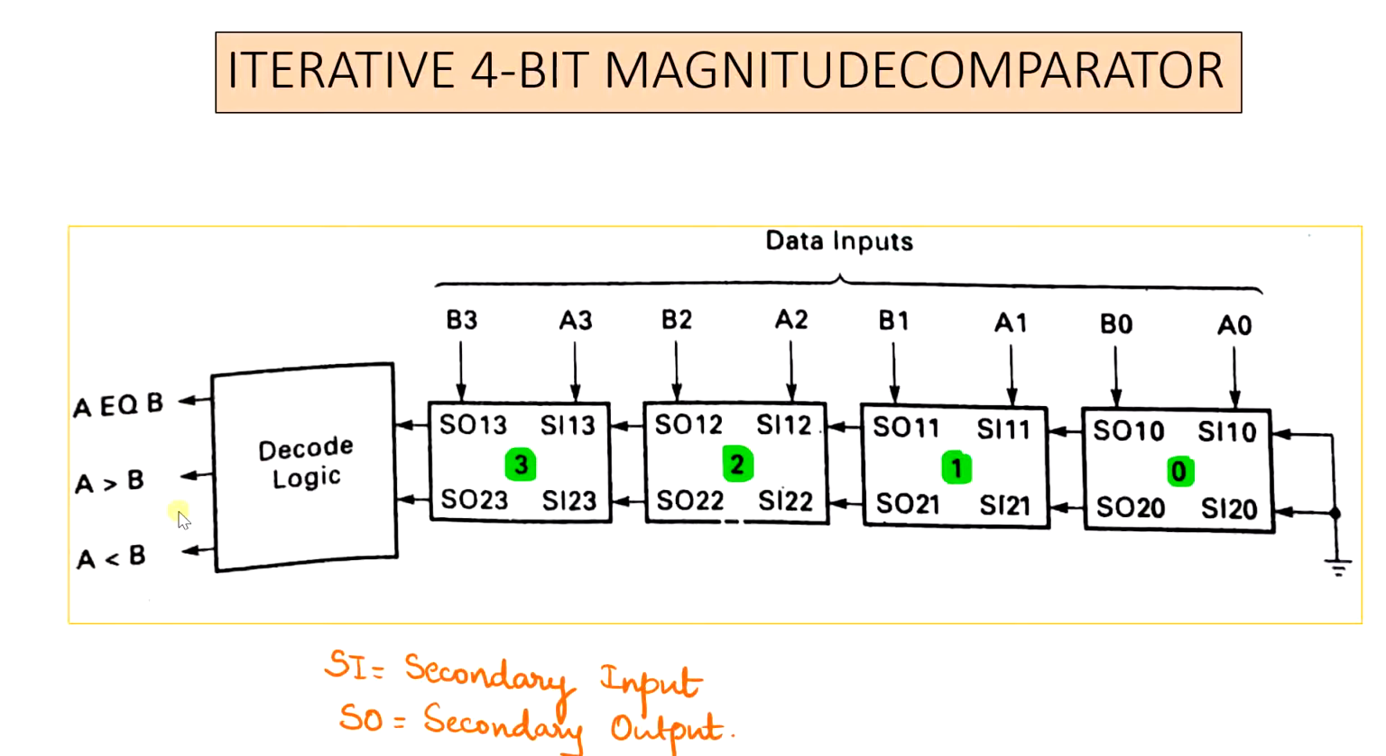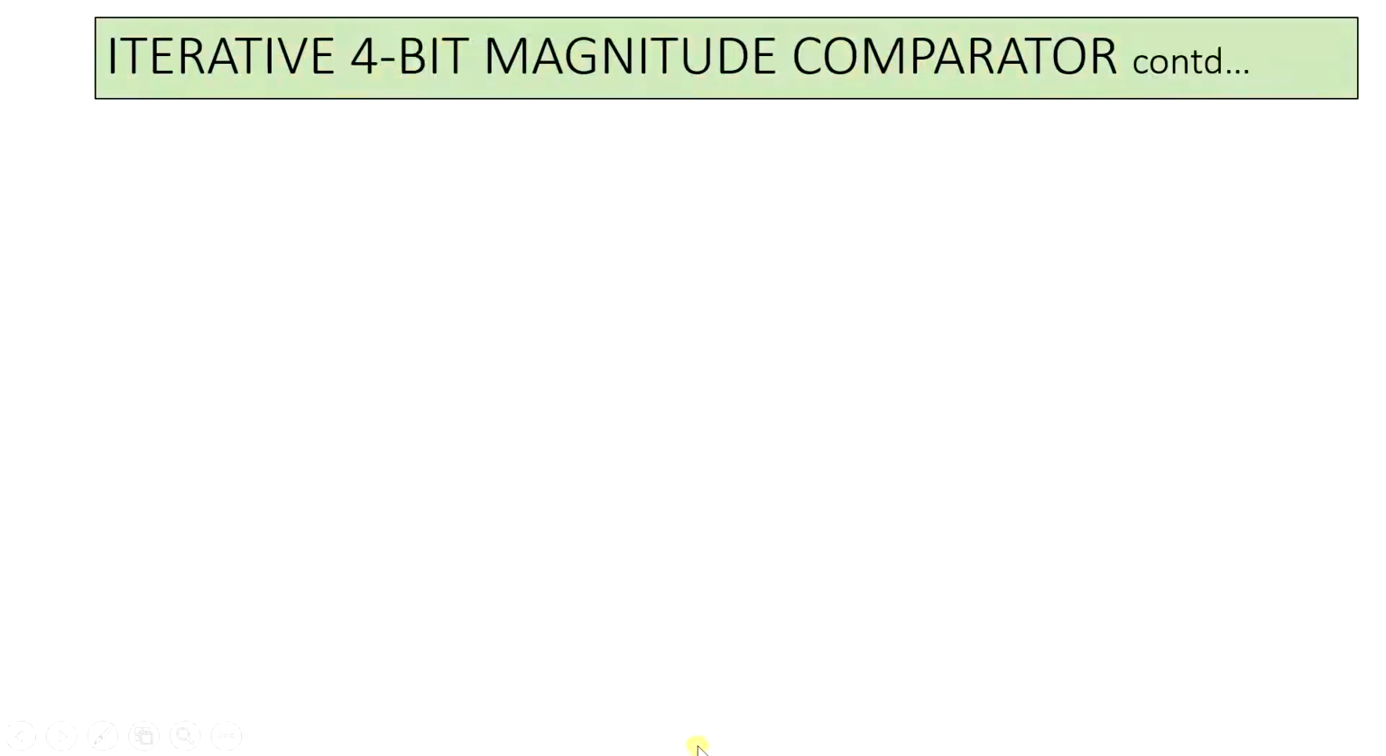So let us further understand the iterative 4-bit magnitude comparator with an example. So here I am going to represent SI corresponding to the secondary input and SO corresponding to the secondary output.